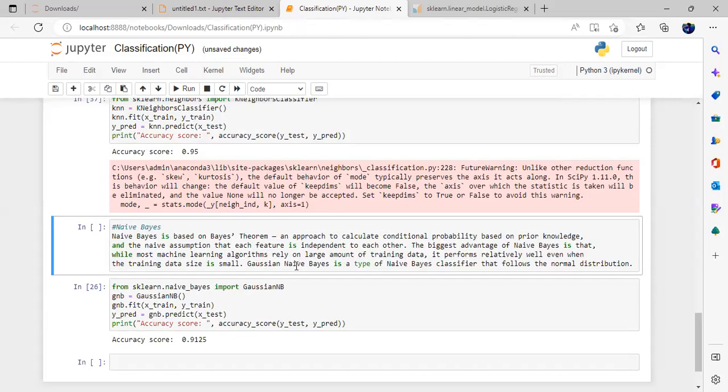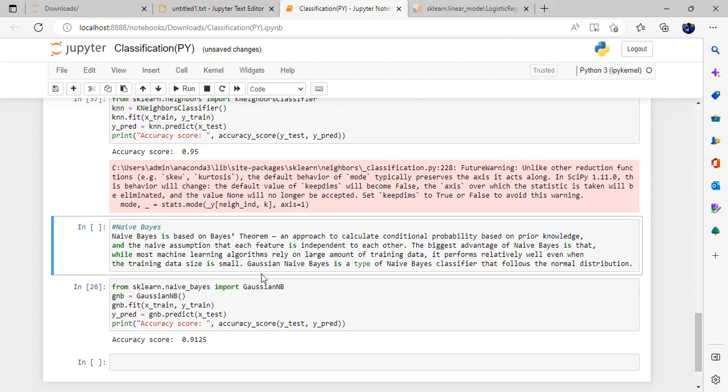Okay, so the next and the last one is naive Bayes, which comes under the Bayes theorem, an approach to calculate conditional probability based on prior knowledge, with the naive assumption that each feature is independent of the others. The biggest advantage of naive Bayes is that while most machine learning algorithms rely on a large amount of training data, it performs relatively well even when the training data size is small.